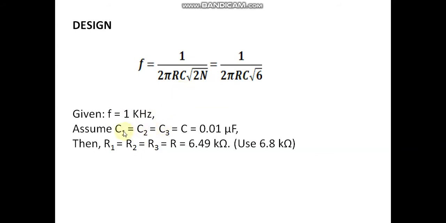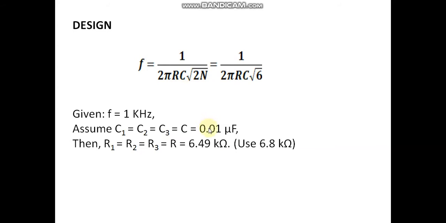And so you have three stages. We will assume that each has to produce 60 degrees phase shift. So we'll have to assume that C1, C2, C3 are equal, and we'll designate it as C, and R1, R2, R3 are equal, and we'll let it be equal to R. So when you have one equation and two unknowns, the best method is to always assume the C value and calculate the value of R.